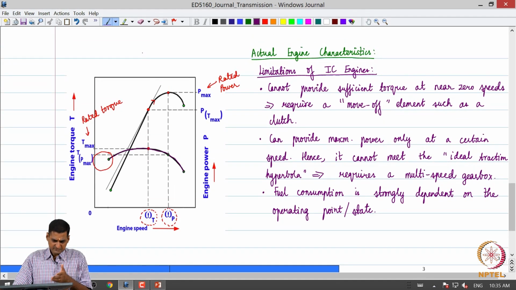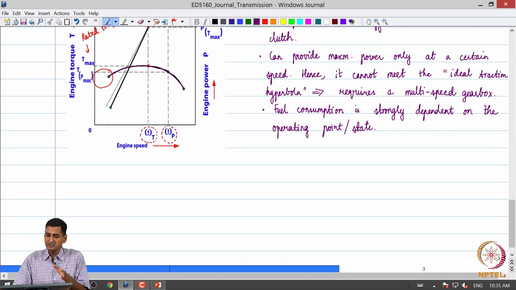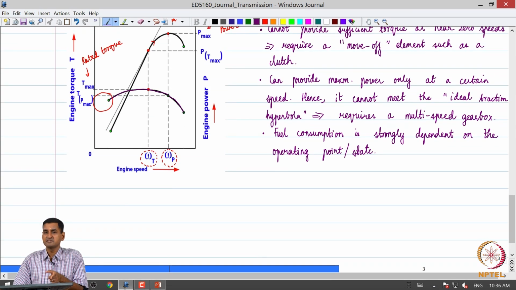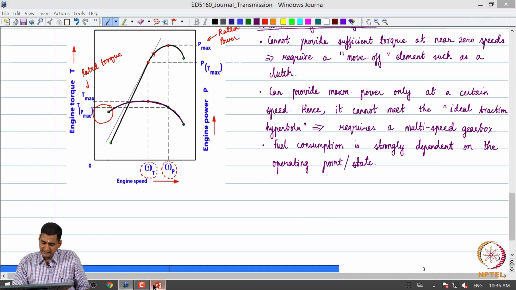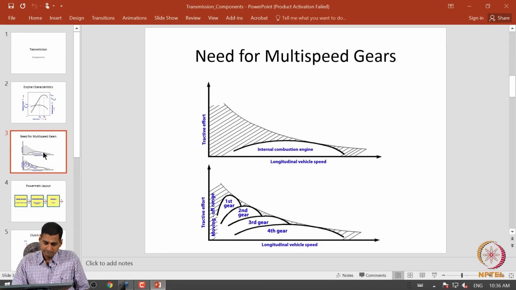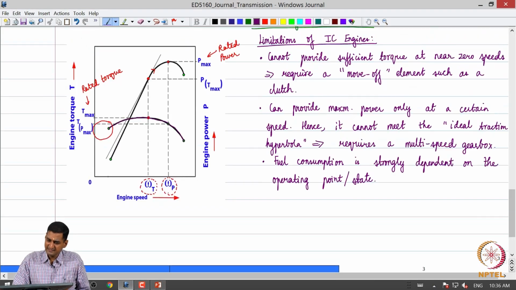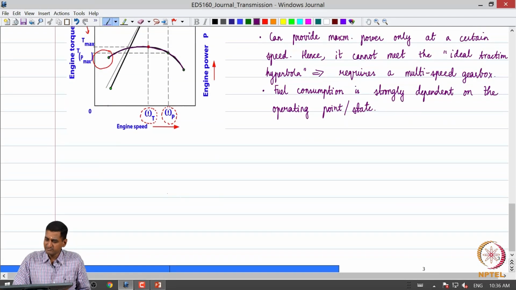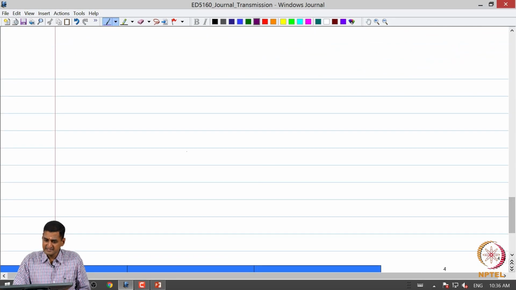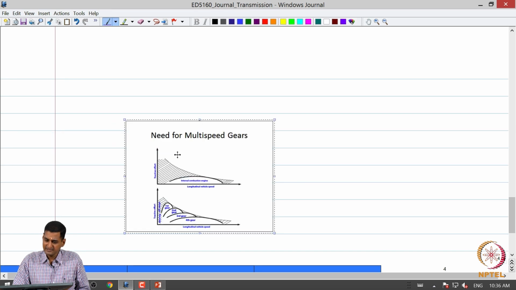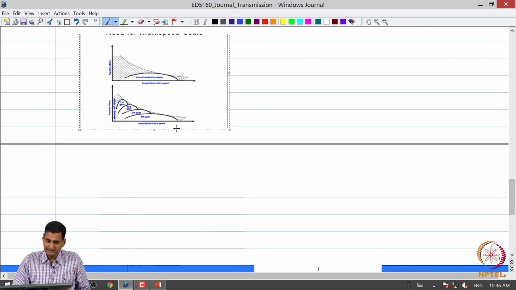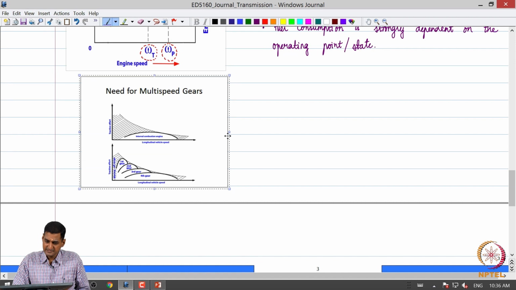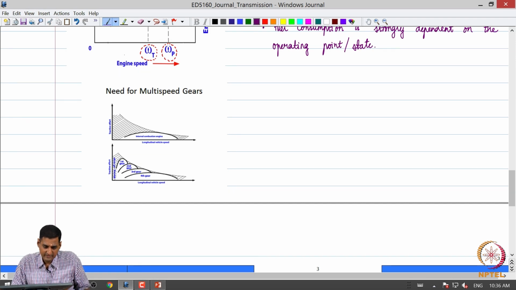So, if we are not able to meet the ideal traction requirements with this characteristic, how do we do that? Let us quickly take a look at how it is done, at least the philosophy. As I mentioned, when we go for the analysis, we will do the actual calculations. So, why do we require these multi-speed gearboxes?